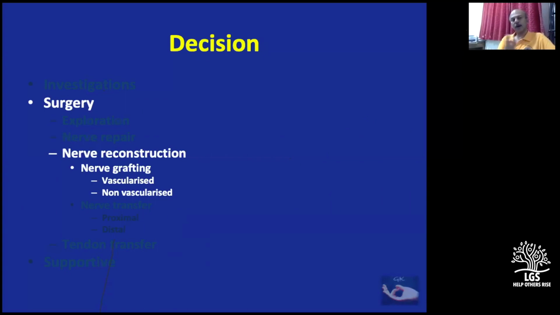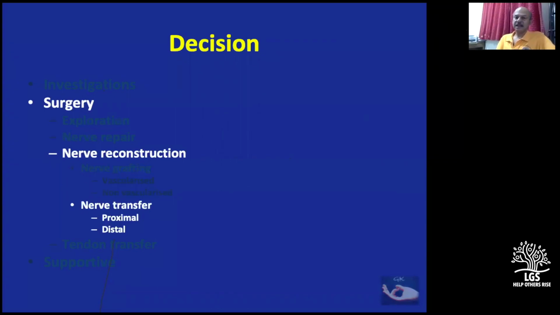But beyond 2 years, it is not ideal to do just a nerve grafting. We may have to do what is known as a nerve transfer. Nerve transfer is something to achieve a growth into the nerve from some other nerve. It can be done either proximally or distally.